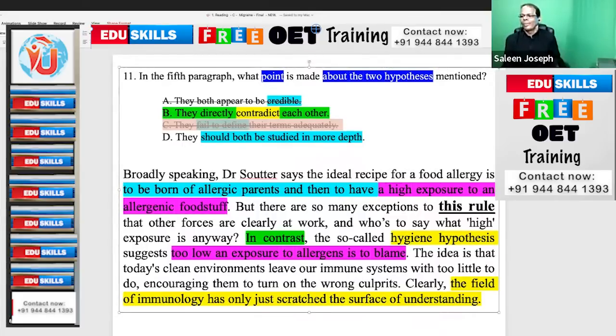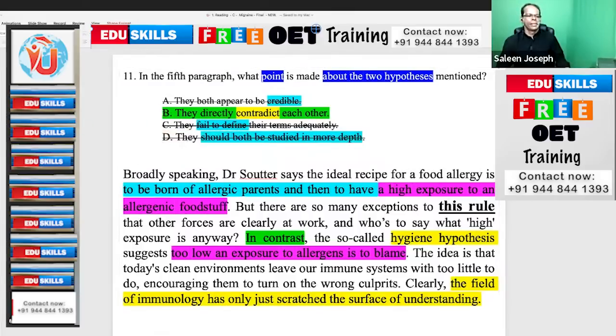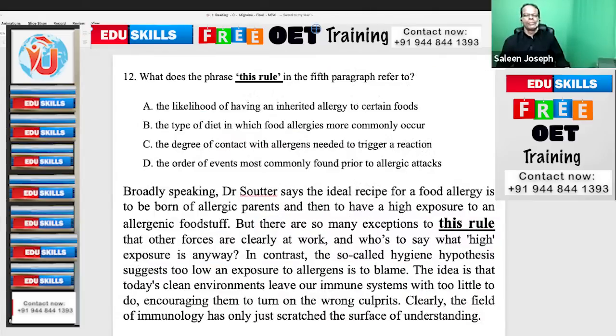It is not said at all. The paragraph says you have only scratched, not studied well. That doesn't mean you have to study in more depth. They have not said it in the paragraph. It is not given. Clear? Yes, Father. So ultimately, B is the answer. 12. This is the same paragraph, so we need not go in detail.